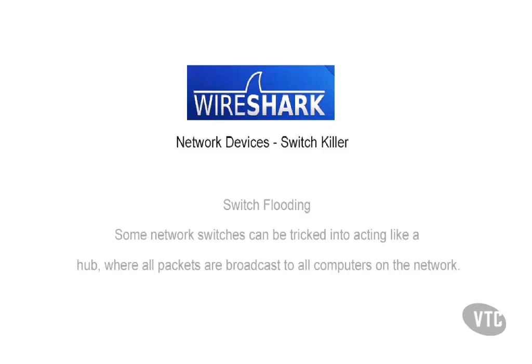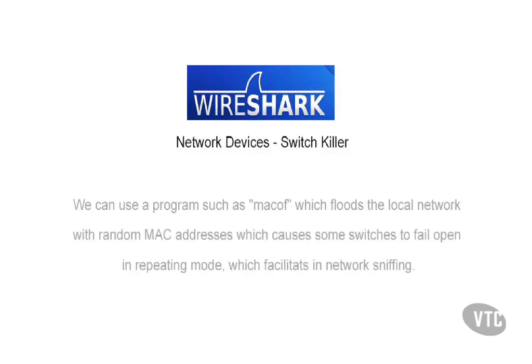One of the techniques we can use is called switch flooding. Some network switches can be tricked into acting like a hub, where all packets are broadcast to all computers on the network. We are able to do this by overflowing or overflooding the switch address table. By sending the network switch a large number of fake MAC addresses, the switch will clog its address table. This technique is known as device failing open. This kind of action can remove all security provisions from the network switch.